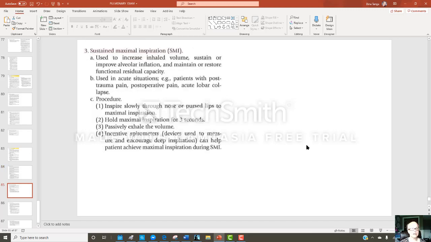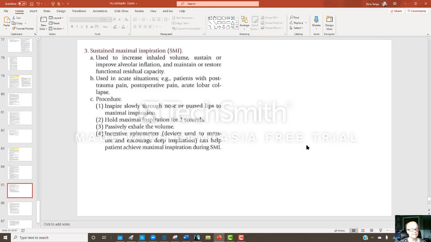Sustained maximal inspiration. Used to increase inhaled volume, sustain or improve alveolar inflation, and maintain or restore functional residual capacity. Used in acute situations, patients with post-trauma pain, post-operative pain, acute lobar collapse.